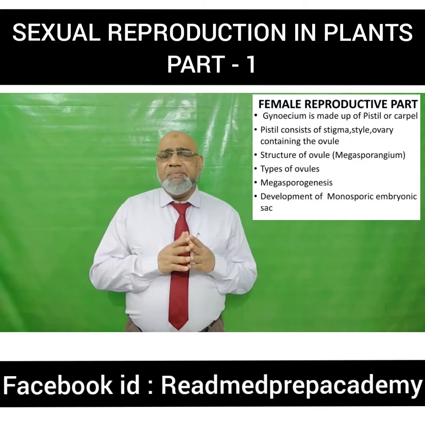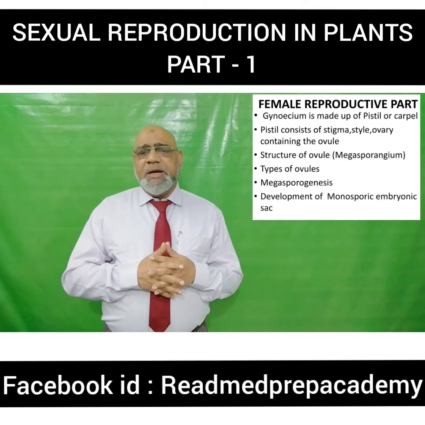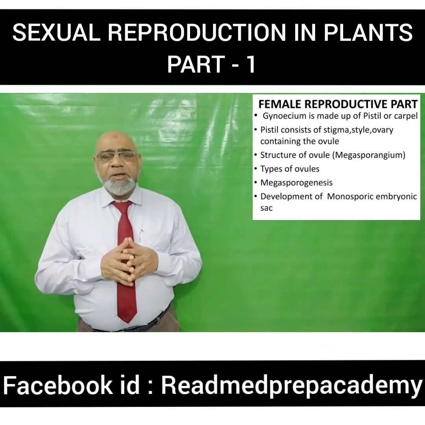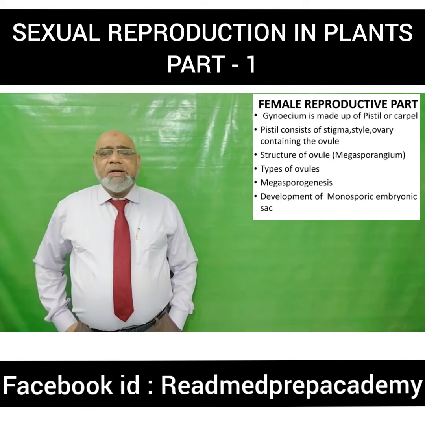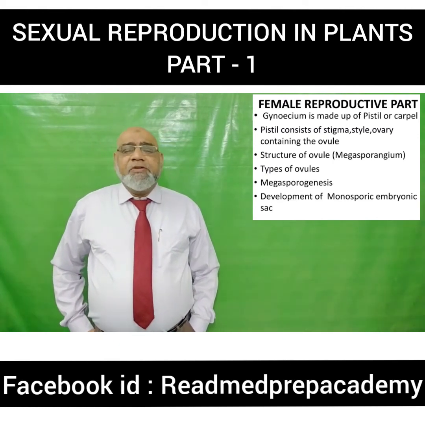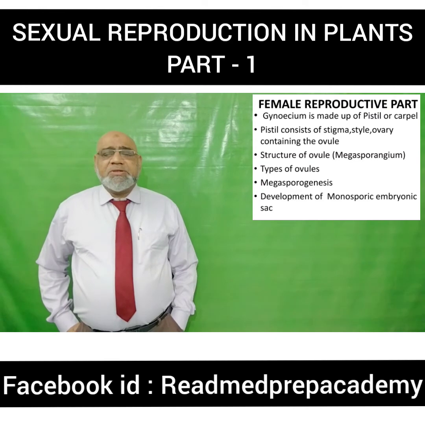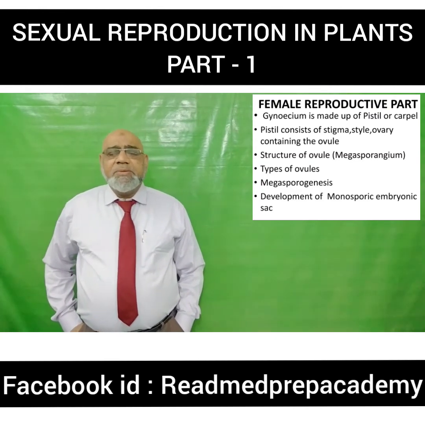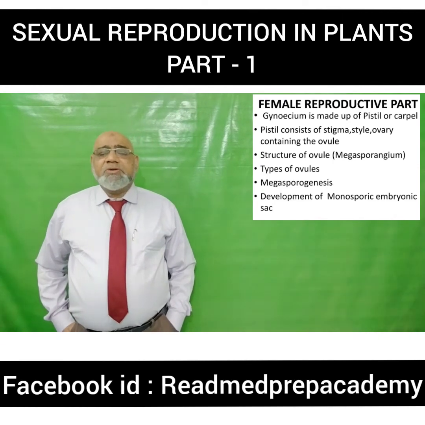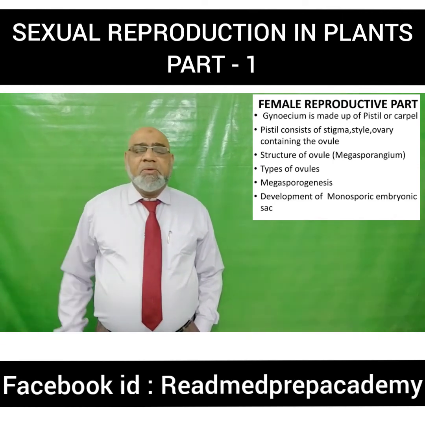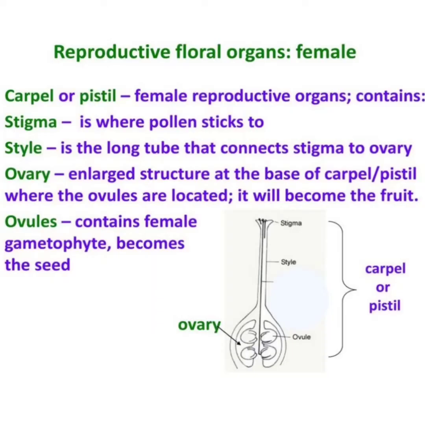The female reproductive part is the gynoecium. Gynoecium is made up of pistil or carpel. The pistil consists of the stigma, style, and ovary containing the ovule. In future classes, we will be discussing the structure of the ovule or the megasporangium, the types of ovules, the megasporogenesis or the formation of the ovule, and the development of the monosporic embryonic sac.